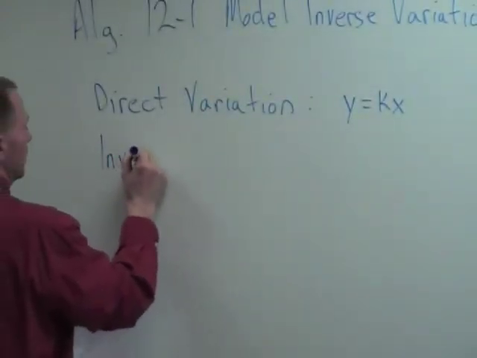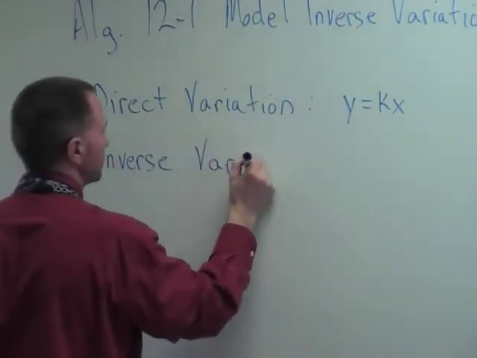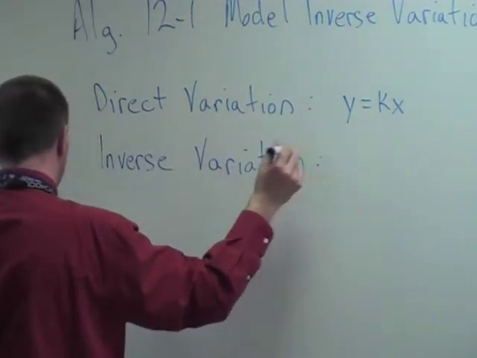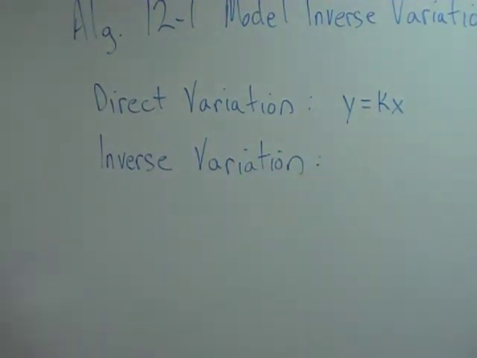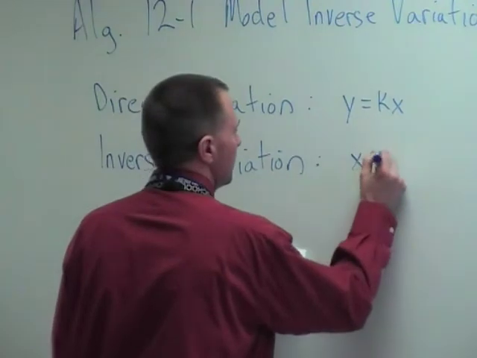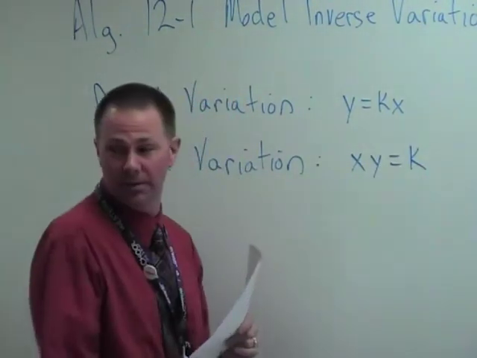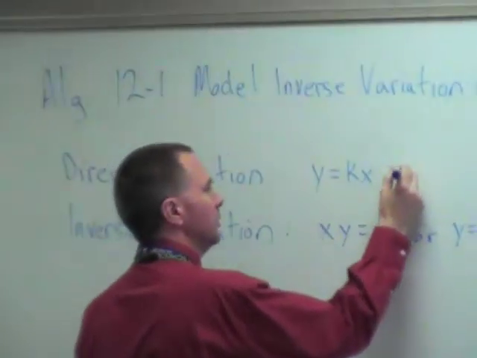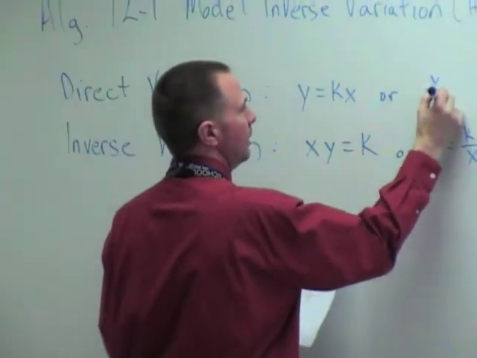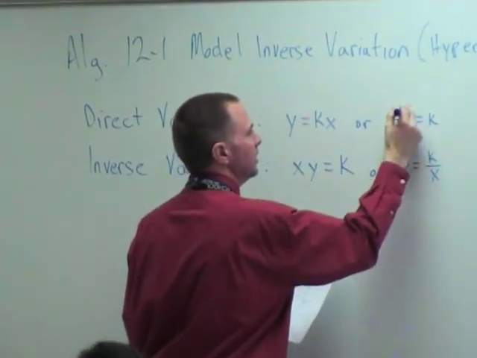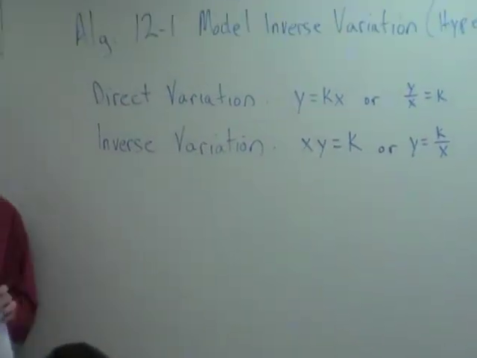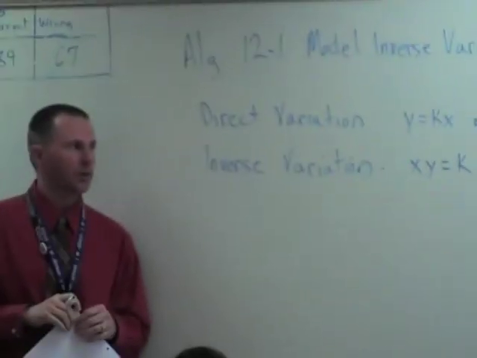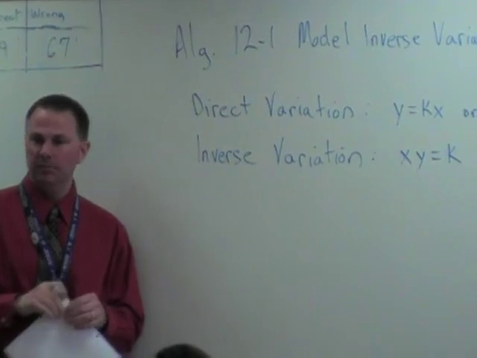Inverse variation. All caught up? X times y equals k, or y equals k over x. Same thing with direct variation, y over x equals k. But notice the differences in how they look, and they can be confusing, but you must remember what it is.